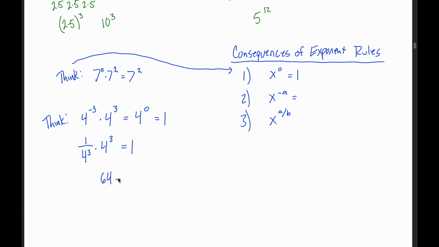So what I'm saying is that 4 to the -3rd power is the thing that I would multiply 64 by to make my answer be equal to 1. Well, the thing that I would multiply 64 by to make my answer equal to 1 is 1/64. 1/64 is just 1 over 4 cubed. More generally, x to the -a power is 1 over x to the a power. Anytime you see negative exponents, just think reciprocal.